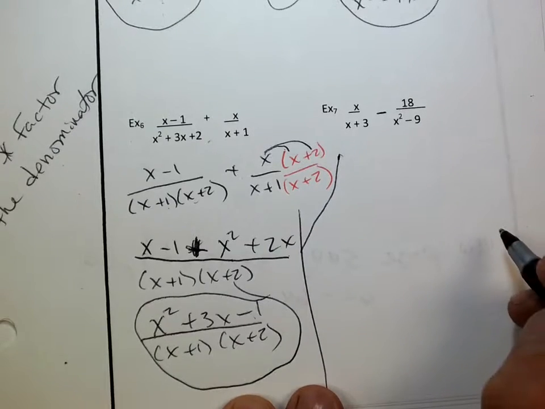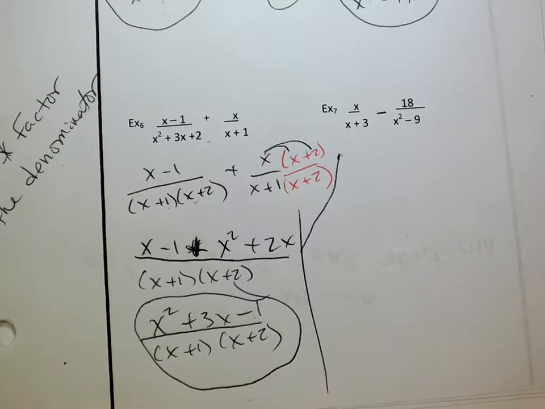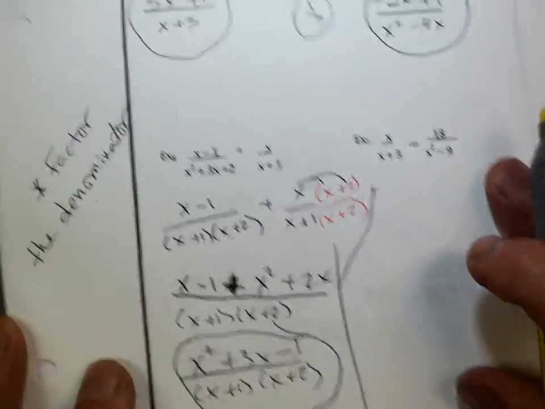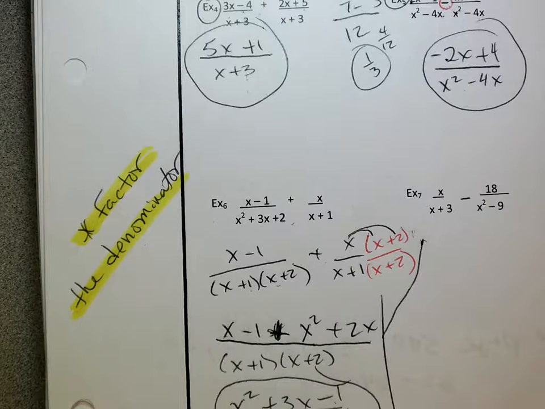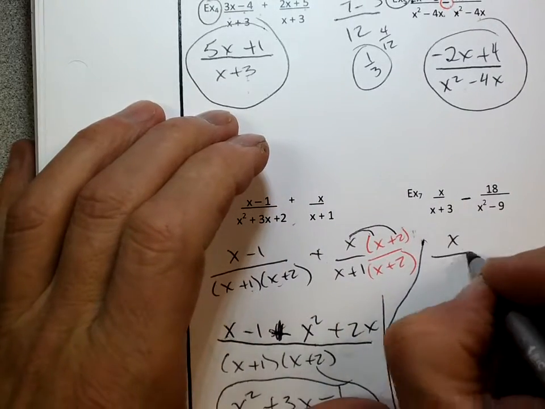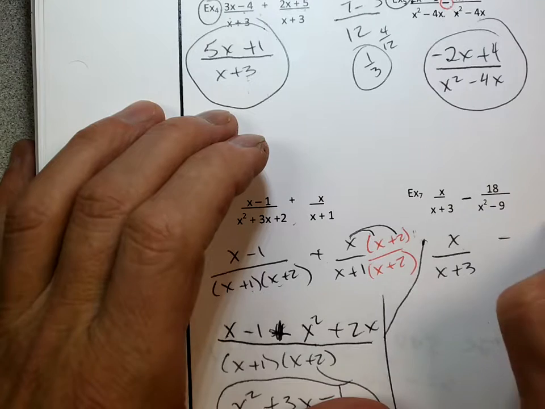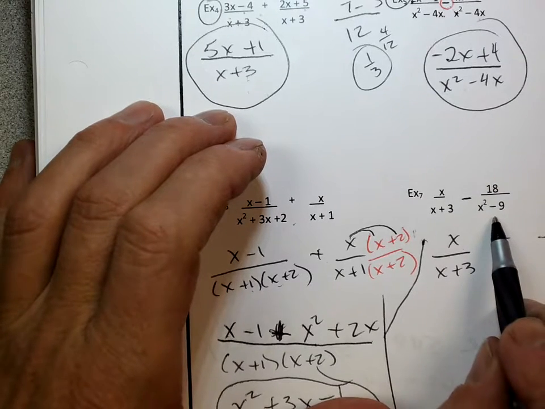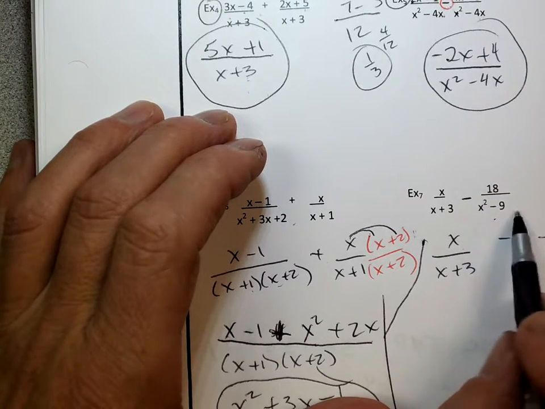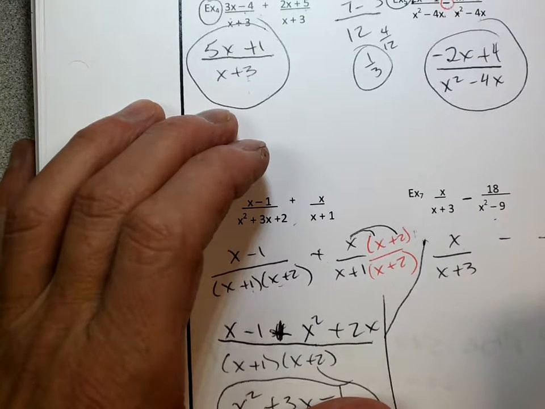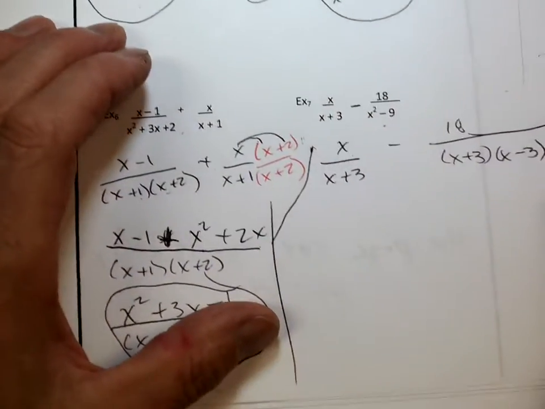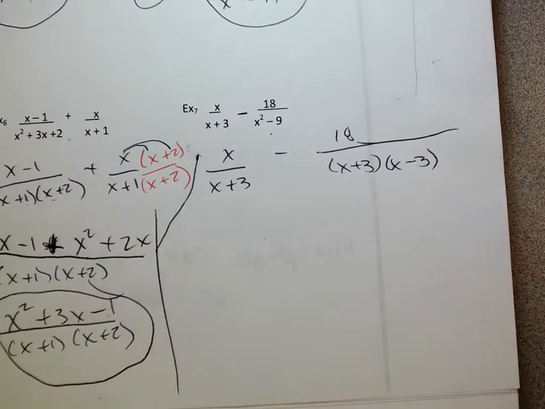Okay, example 7. So, real quick, let me slide this over again and highlight it. So the first thing I always do, if I can, is factor the denominator. So first of all, I'll have an x over x plus 3 minus 18, and this factors into, what does this factor into? X plus 3, x minus 3. Thanks, Hayden.